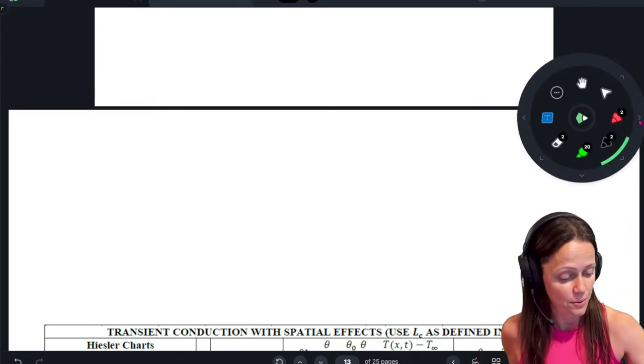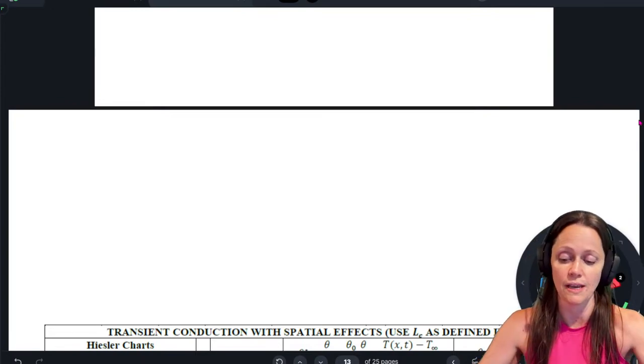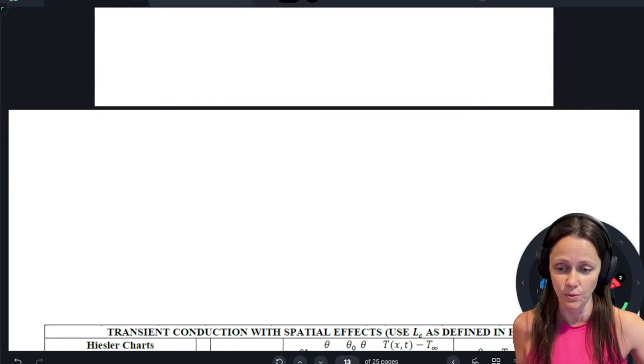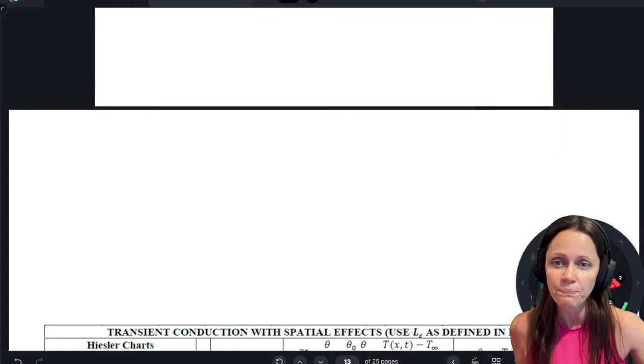All right, so lumped capacitance assumes that the temperature is not changing with respect to position.